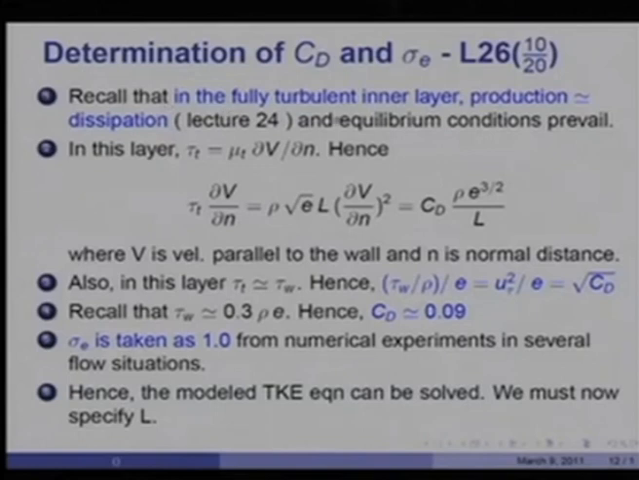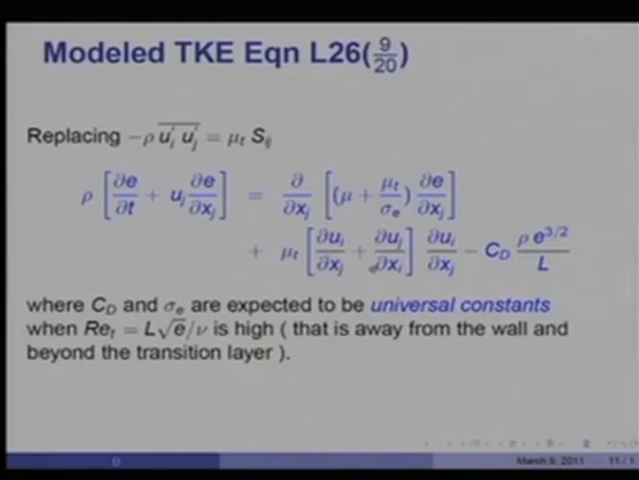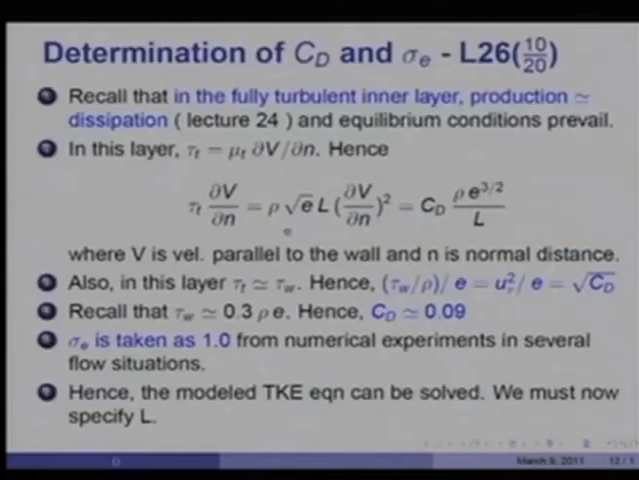Now, recall that in the fully turbulent inner layer, production is very nearly equal to dissipation, as we saw in lecture 24, and the equilibrium conditions prevail, and in this layer tau t is equal to mu t dV by dN, and hence tau t dV by dN, which would be the production term in the two dimensional boundary layer or very close to the wall, equal to rho square root of E L dV by dN whole square equal to C d rho E raised to 3 by 2 by L, which is the dissipation, and where V is the velocity parallel to the wall and N is the normal distance.